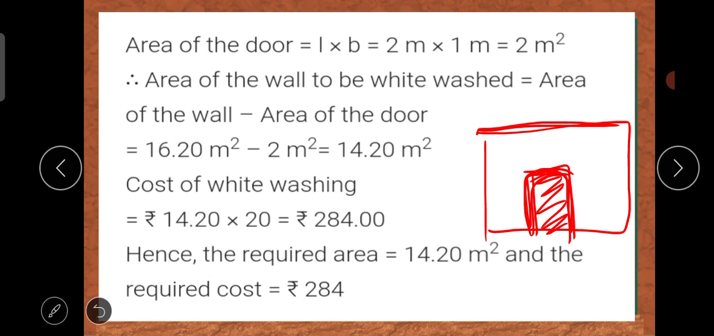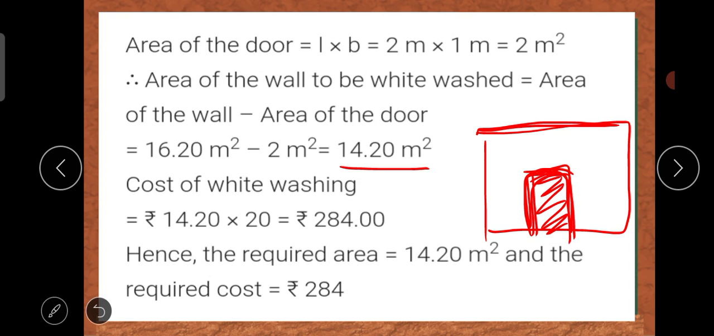So total wall given, that is 16.20 meter square minus 2 meter square. That area is covered by the door. So how much wall are you going to whitewash? That is 14.20 meter square. So this is the area of the wall which we are going to whitewash.